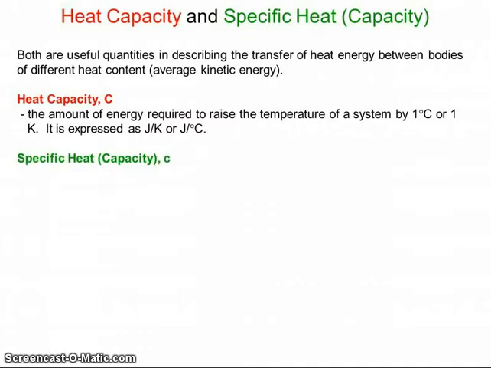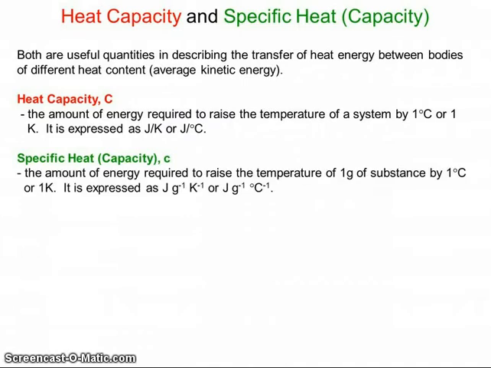The next is specific heat capacity, and we're going to use a small c for this. And essentially, I'm defining it as the amount of energy required to raise the temperature of now 1 gram of a substance by 1 degree Celsius or 1 Kelvin. So now we've taken out the whole, we're looking at a big system, and we're saying we're looking at this particular substance. Now you can have these in different ways. This is really the gram specific heat.